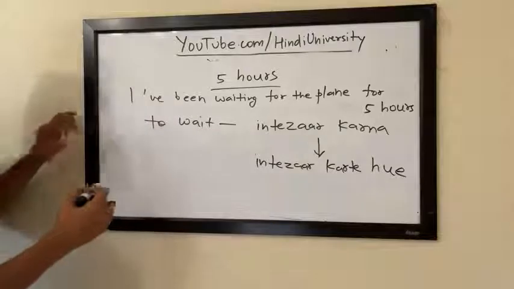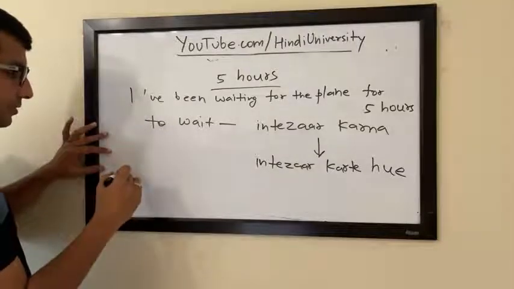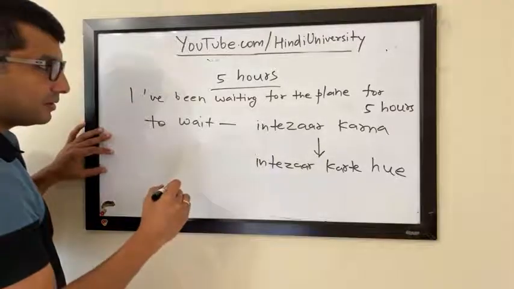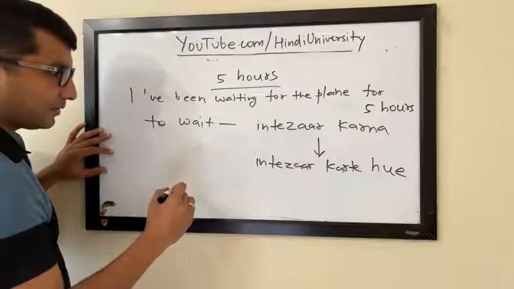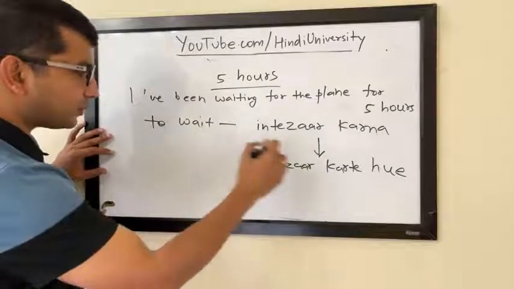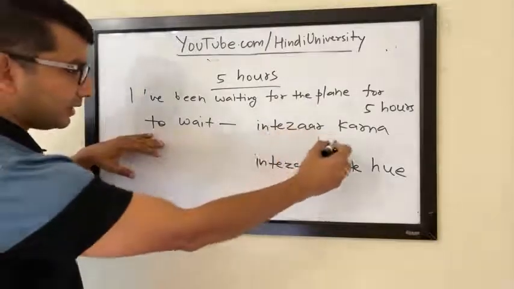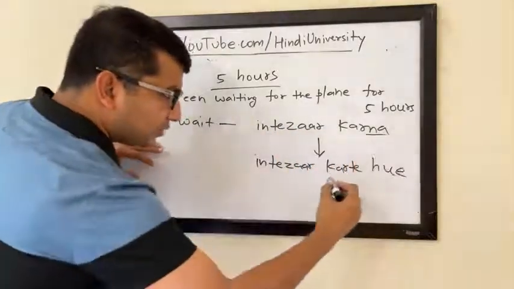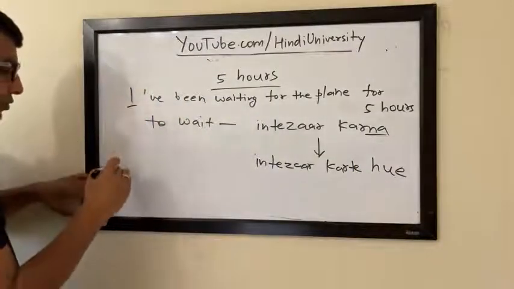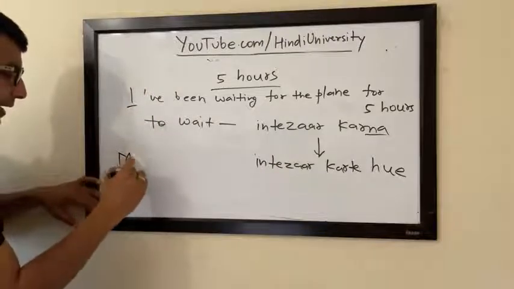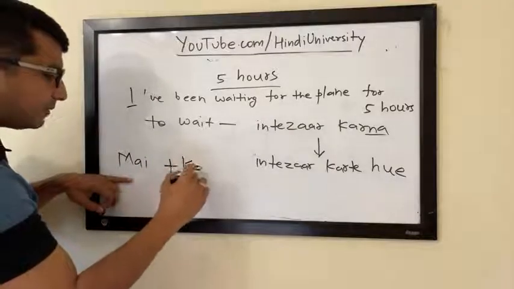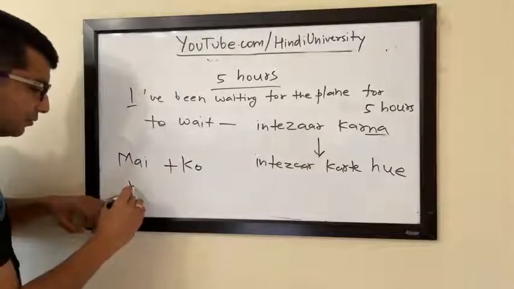5 घंटे हुए हैं मुझको ट्रेन, रेल इंतजार करते हुए. Okay, so this one is clear. To wait is इंतजार करना. You remove the na and you use the pattern इंतजार करते हुए. Now you have the subject मैं. I is मैं, and because you put ko after that, it becomes मुझको.